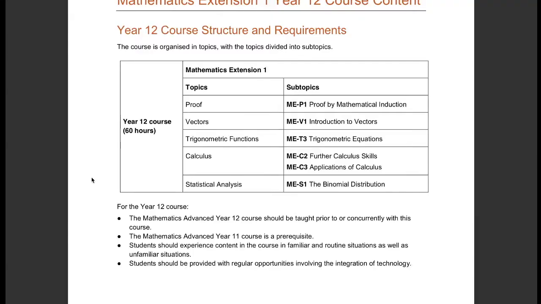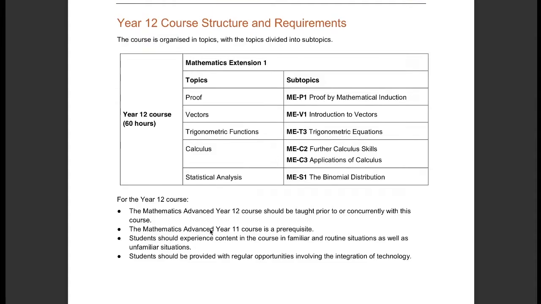Here we have the outline of the Year 12 Extension 1 Mathematics course. As you can see, we have 5 topics: proof, vectors, trigonometric functions, calculus, and statistical analysis. As you can see here, the Mathematics Advanced Year 11 course is a prerequisite. Additionally, you will need to know the content from the Mathematics Advanced Year 12 course and the Mathematics Extension 1 Year 11 course in order to succeed in the Extension 1 Year 12 course.